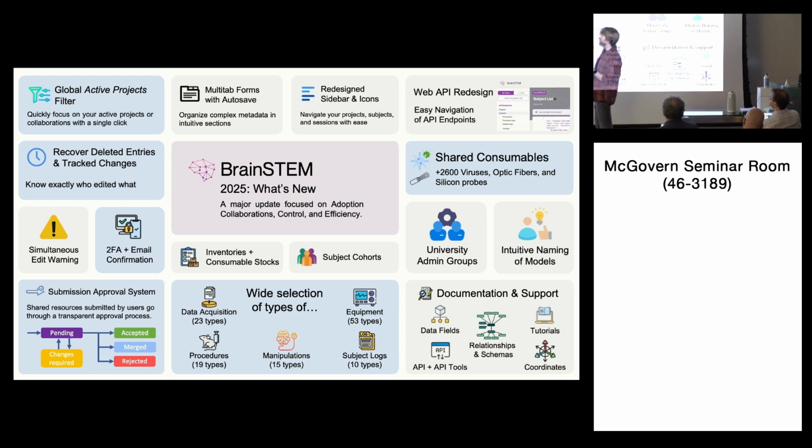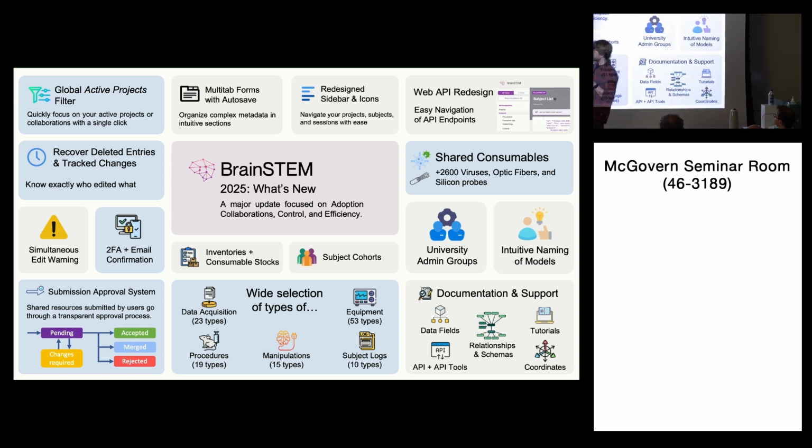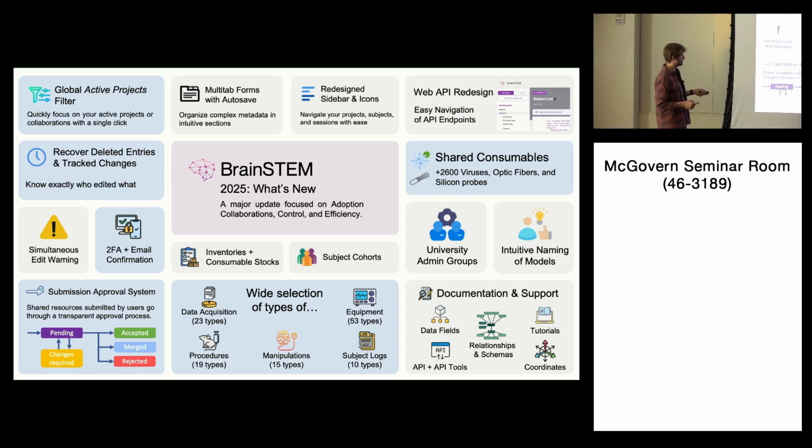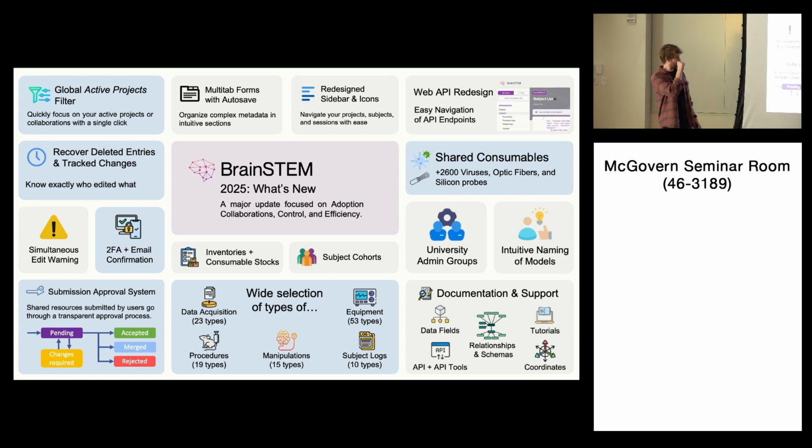These are kind of things we worked on this year. The global filter I showed you, where you can select your active projects, recover, delete entries, and track changes of everything, so you can see exactly who did what. We now have two-factor authentication and email confirmation on sign-up. We have this expanded approval system. We now have 23 data acquisition types, 19 procedure types, 15 types of manipulation, and so forth. So really putting a lot of effort into making this cover broader neuroscience. And then we have 2,600 consumables, so making that transition into using standardized things as painless as possible.